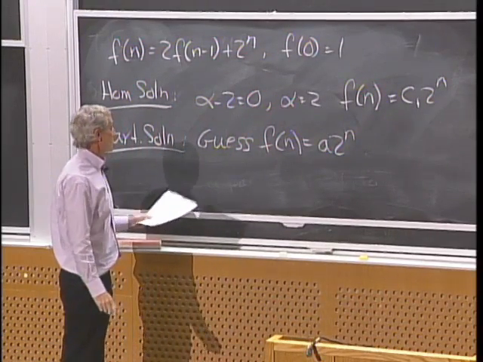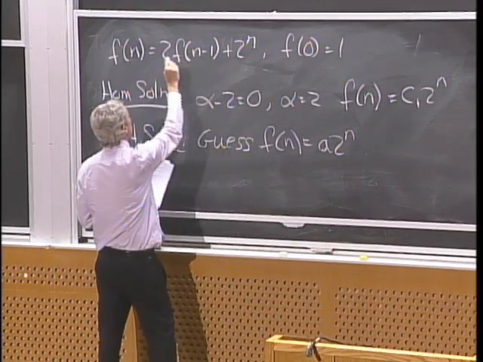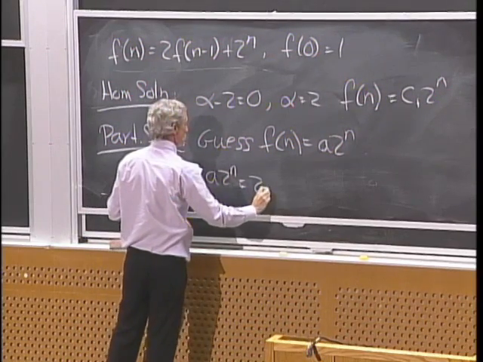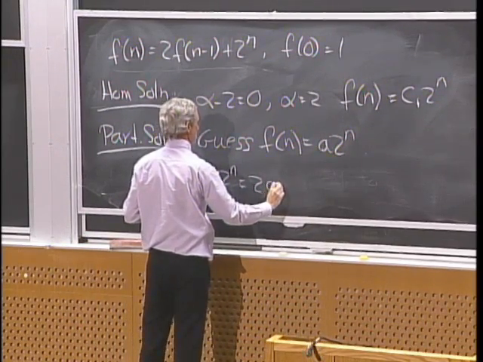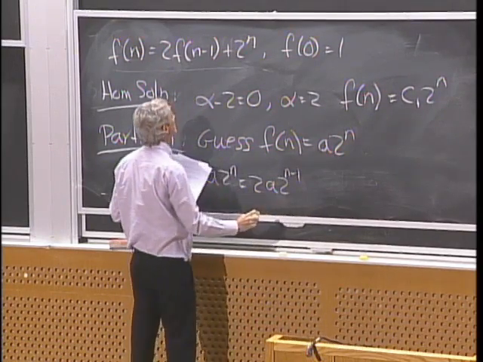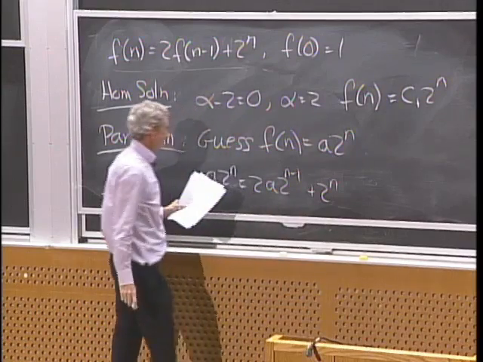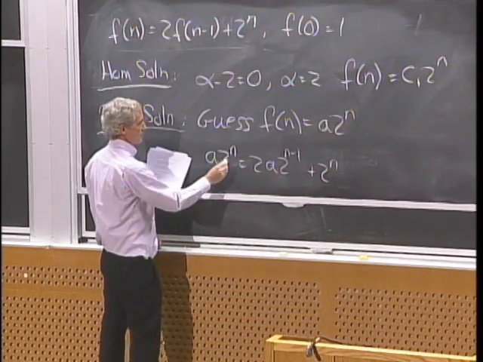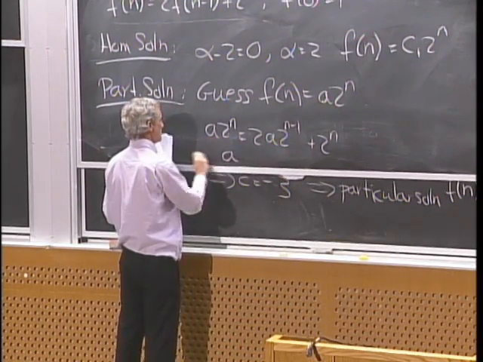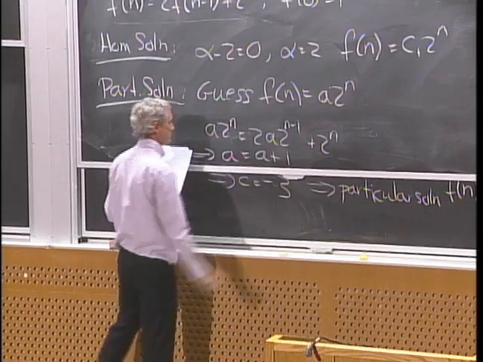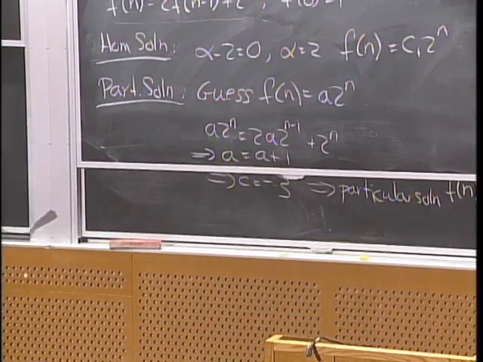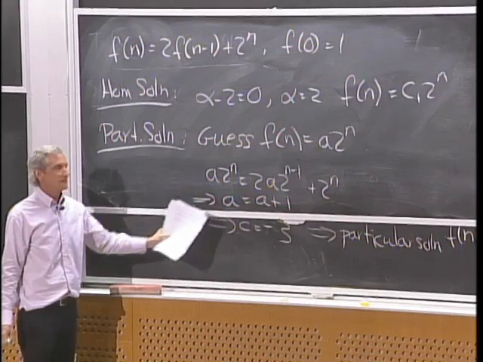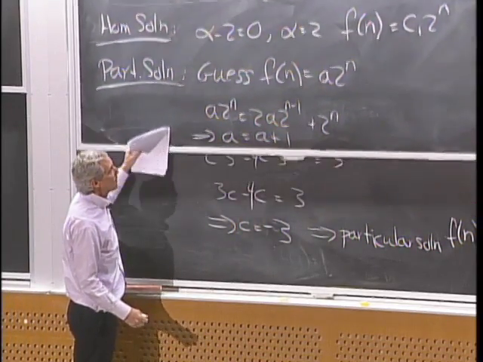All right, so let's plug that in. A times 2 to the n. I'm going to plug it into here. So I get a 2 to the n equals 2 times a times 2 to the n minus 1 plus 2 to the n. Did I do that right? I think so. So I get 2 to the n, 2 to the n, 2 to the n. I get a equals a plus 1. Not so good. All right? There's no solution for a. That's bad.